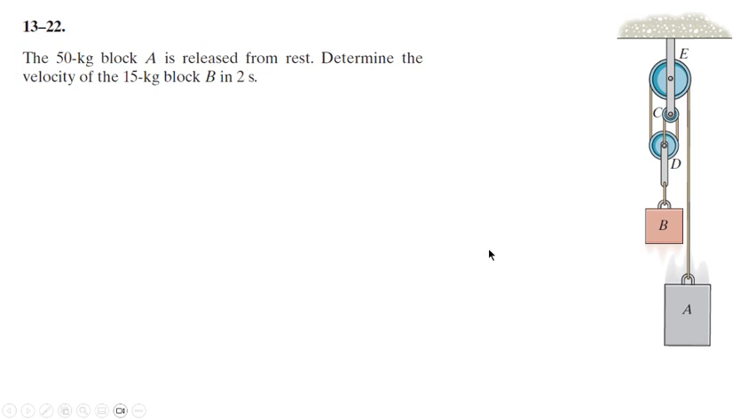So, hello everyone, this is another problem on the kinetics of particles. We have a 50 kg block A that is released from rest. That's very important. It means that V initial is 0 meters per second. Determine the velocity of the 15 kg block, this one, in 2 seconds.